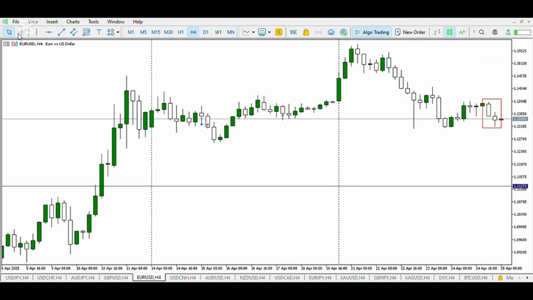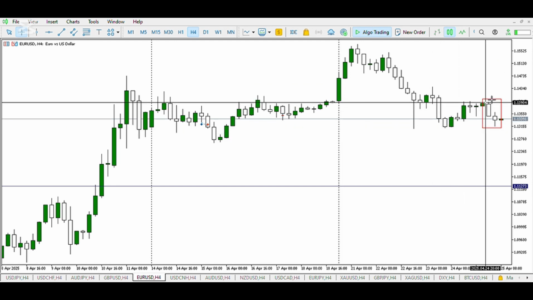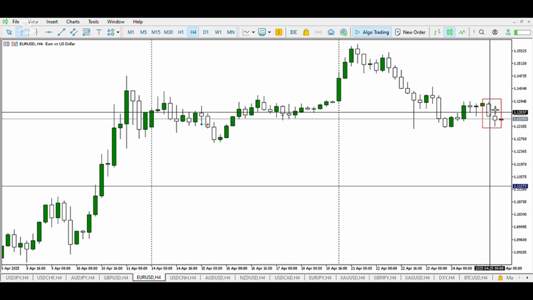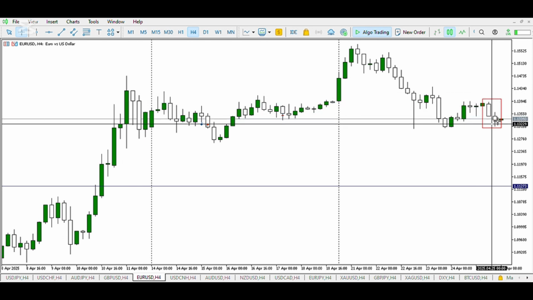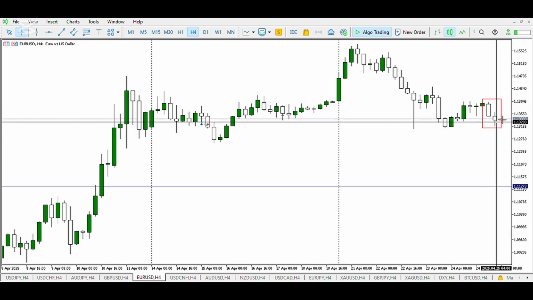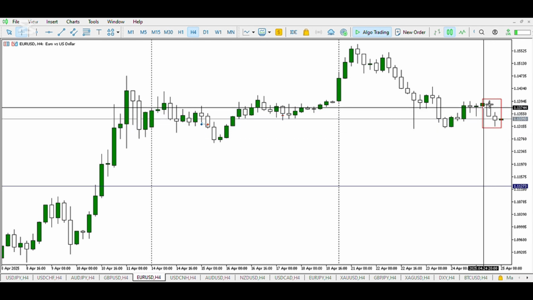On Euro USD, it has a similar pattern to GBP USD. You need to know that Euro USD, GBP USD, AUD USD, these are correlation pairs. Correlation pairs are like siblings. They move together in a similar manner. They have similar personalities, and most of the time their directions influence one another.